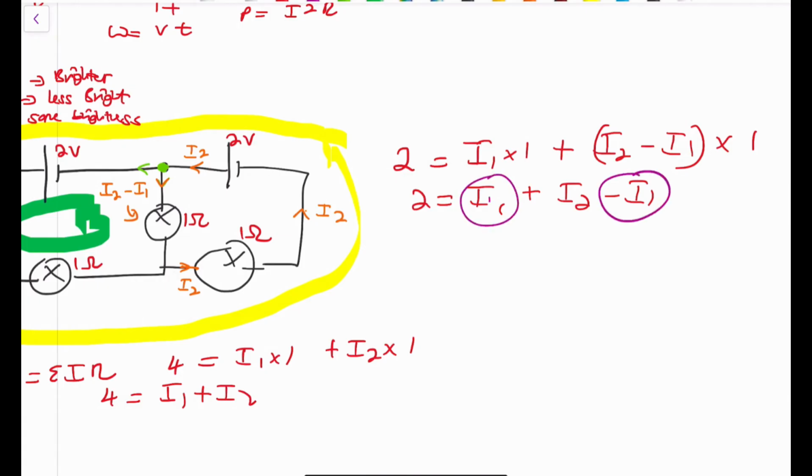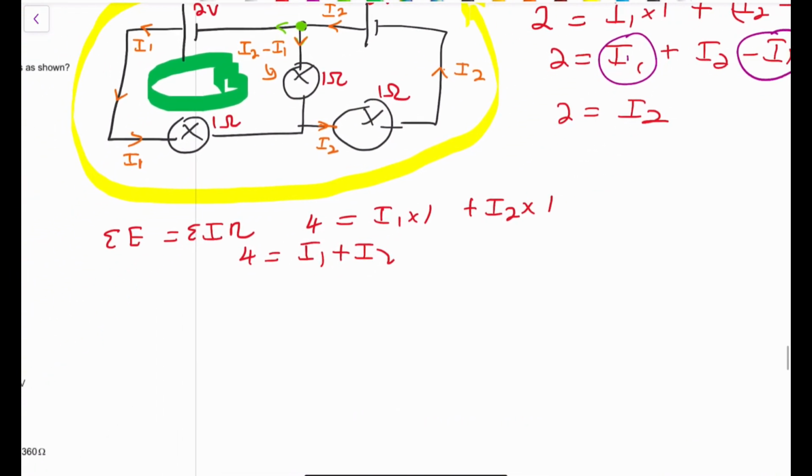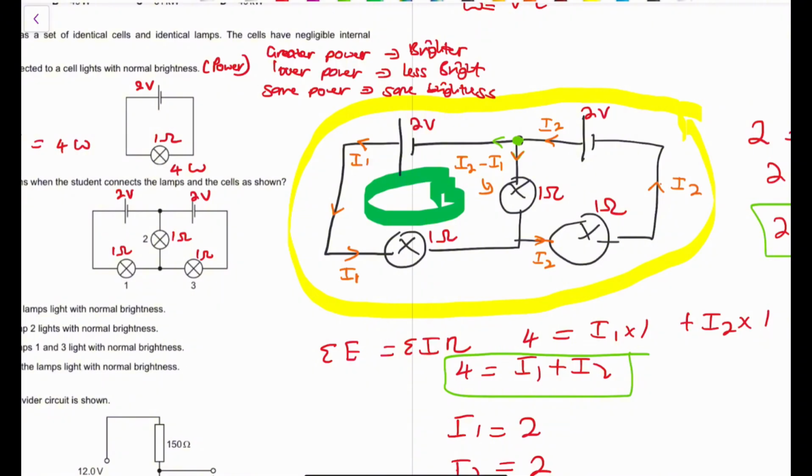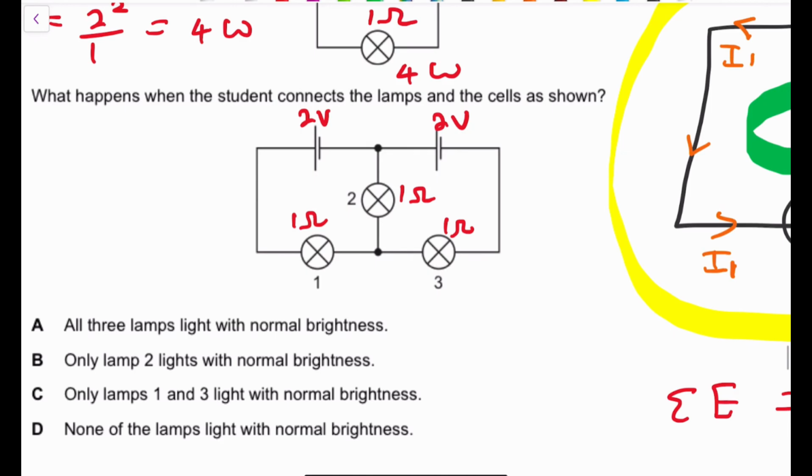So basically, 2 is going to be equivalent to I2. But what do I know, guys? 2 is I2. I also know that I1 plus I2 is equal to 4. So if 2 is I2, what is I1? I1 is going to be equivalent to 2, and I2 is going to be equivalent to 2. So I2 minus I1 is going to give you 0. So no current is going to flow through this lamp 2. But here we're going to have 2, and here we're going to have 2.